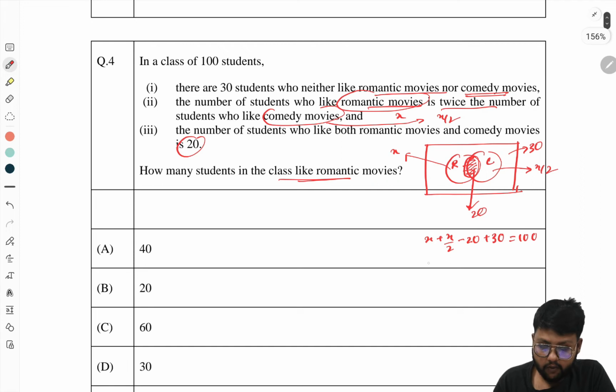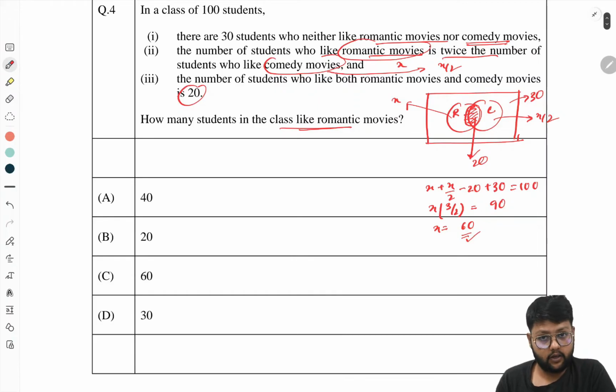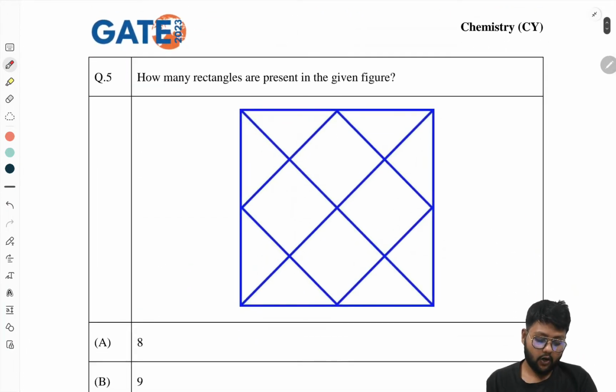Now if you solve this equation, then it will be x times 3 by 2 is equal to 90, so x will be 60. Okay, so the number of students who like romantic movies, that is the total number of students that like romantic movies, is 60. 60 is our answer.